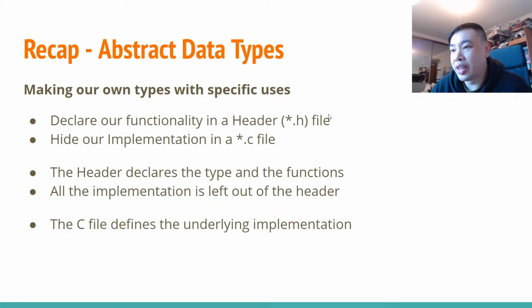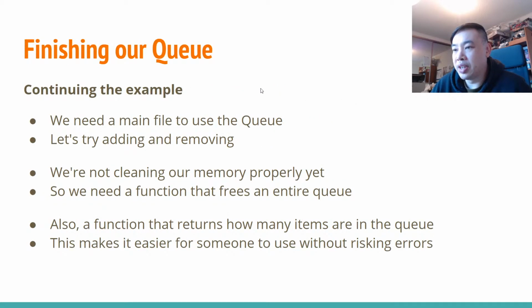So I'm going to jump pretty quickly into our code here. I've got a recap here in the slides, but I don't think we necessarily need that. So we're going to add a main file to use the queue. I've actually already added one. And we're going to look at the code for adding and removing to the queue.